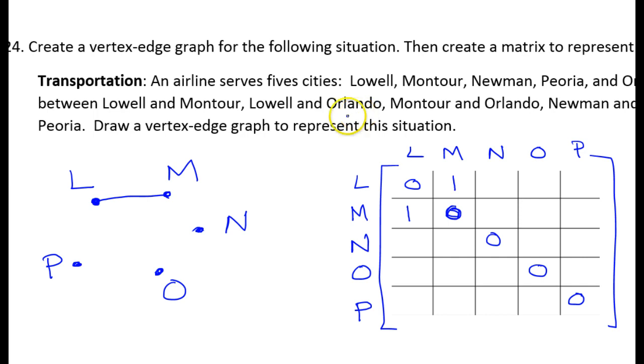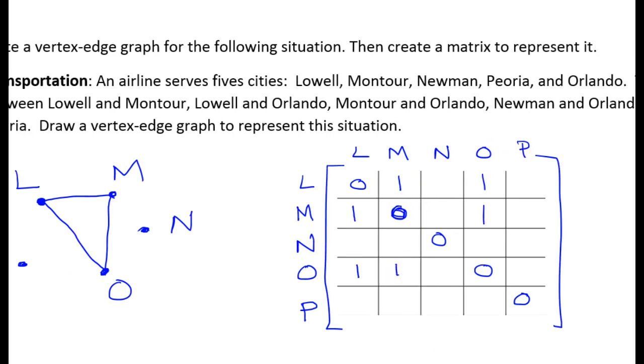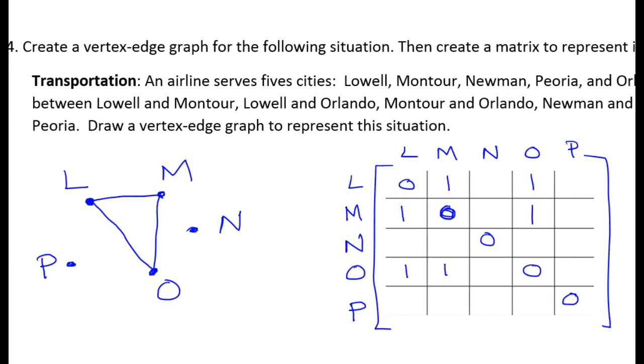Between Lowell and Orlando. Okay, so there's Lowell and Orlando, Orlando, Lowell. Montour and Orlando. So there's Montour and Orlando. Okay, Montour, Orlando, Montour, Orlando. Newman and Orlando. Okay, Newman, Orlando, Newman, Orlando.